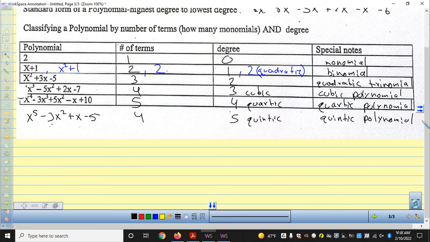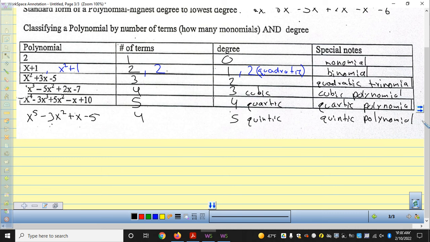All right, questions on our classification. You might see a question that says, write a cubic polynomial that has 3 terms. And you would say, okay, cubic means 3rd degree, so the highest exponent is 3, and I need to write 3 terms. That's how this classification comes into play.